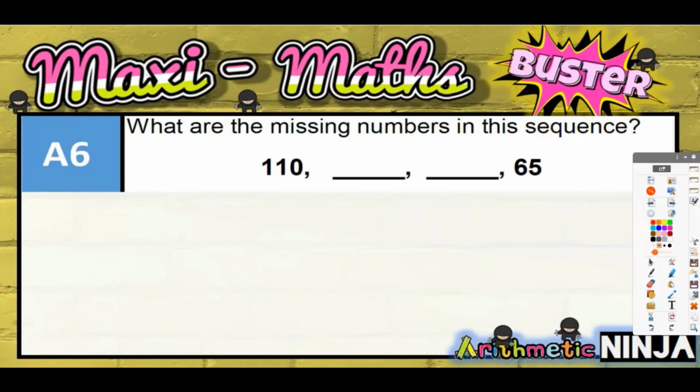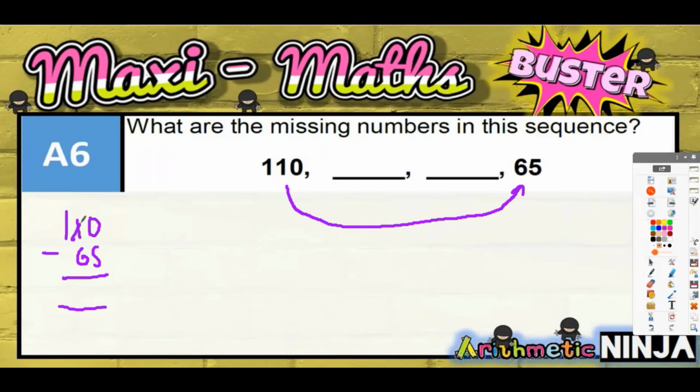Question 6. What are the missing numbers in this sequence? Now, this is one that's commonly done incorrectly. What sometimes people do is they look at the big jump from 110 to 65 and they find the difference. So 110 take away 65.